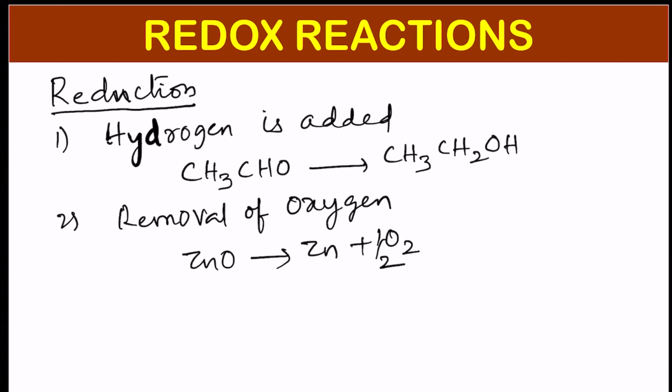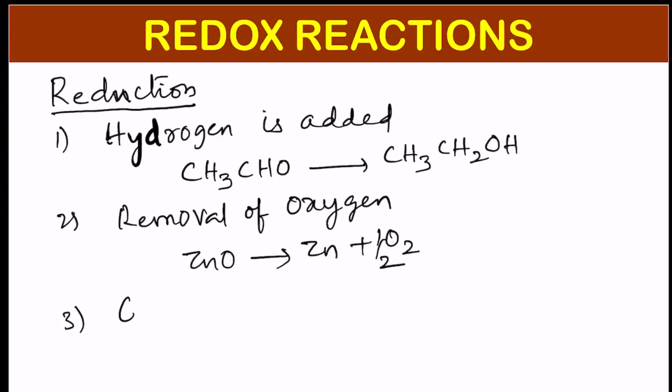This can be taken as an example of where the oxygen is removed. Removal of oxygen. The third definition is based on electrons. We said oxidation is a process of the loss of electrons. Here reduction is a process of gain of electrons. Let us take the same example.